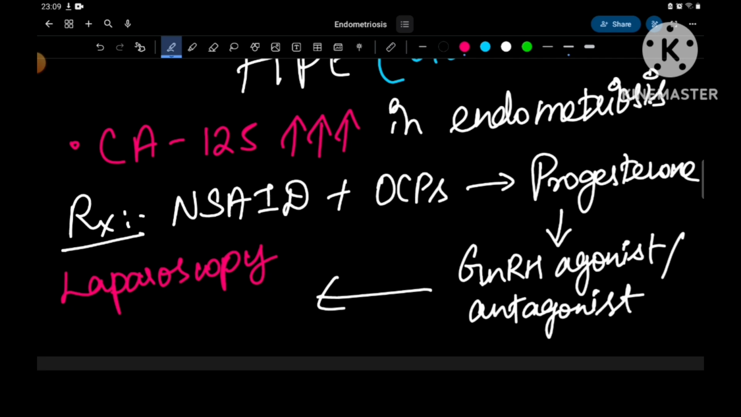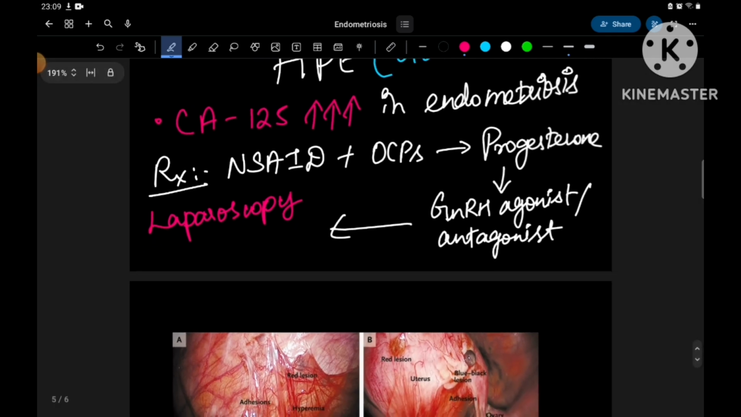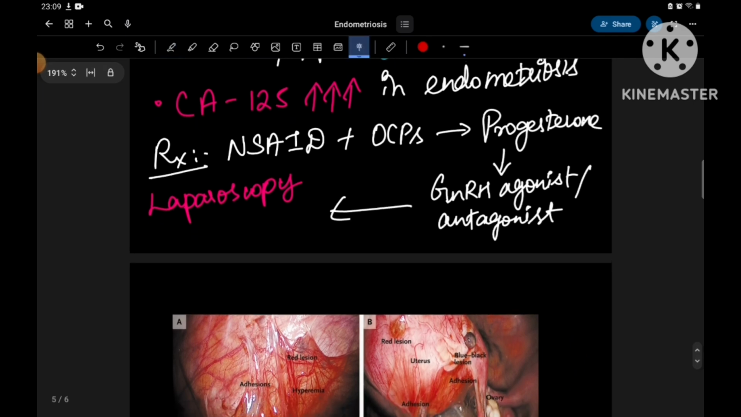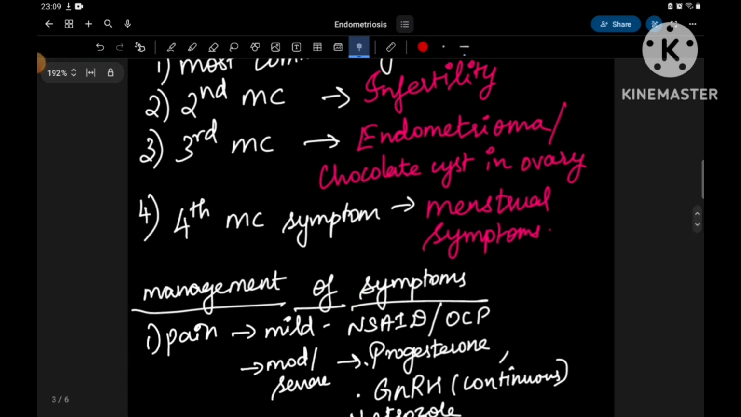Okay, hope it is clear. So can we have a brief revision at the end? See guys, just a brief revision.